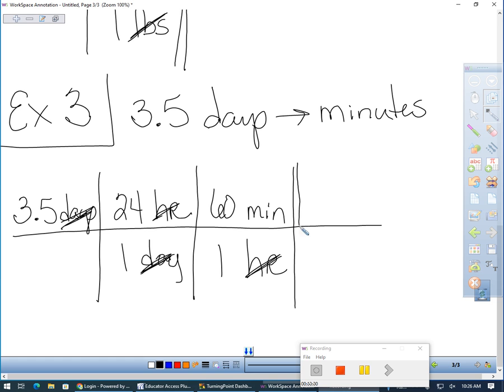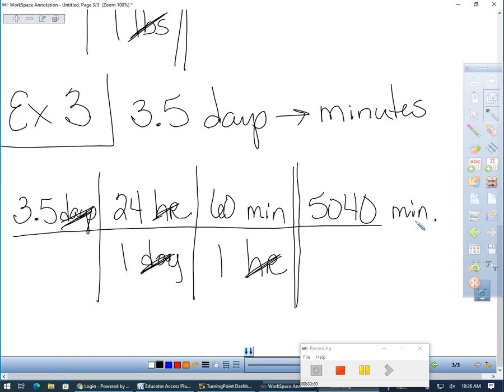That's what I want. So I'm going to draw a second line here so that I know I get to multiply now. And we're going to go ahead and multiply across the top. 3.5 times 24 times 60. 5,040 minutes. 3.5 days, yeah. Okay.